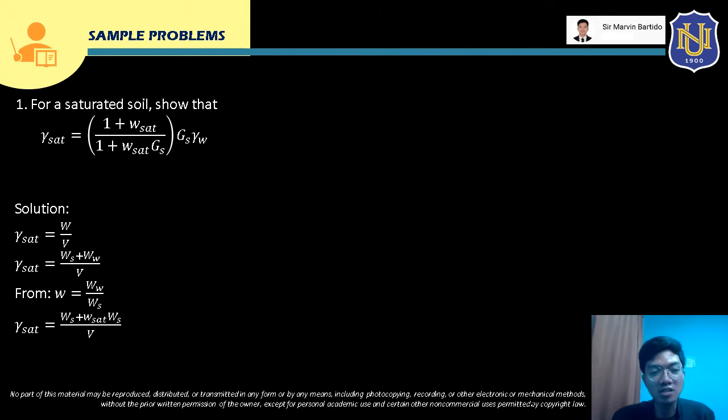Okay, so from here class, pwede nating i-factor out yung W sub S. Tama? So pwede natin i-factor out, tapos isama na rin natin yung V. Tapos yung matitira dito class ay ang mangyayari ito divide W sub S, so 1. Tapos ito divide dito, so yung matitira W sub sat. So ito na class yung mangyayari. So from here class, makikita natin na medyo nagkakaroon na ng liwanag yung pagso-solve natin. So nagiging kamukha na siya.